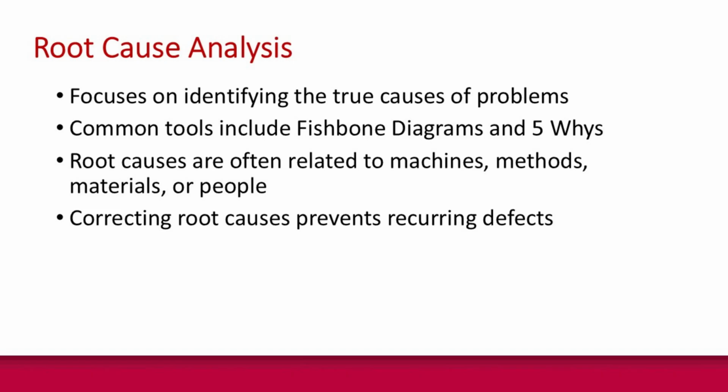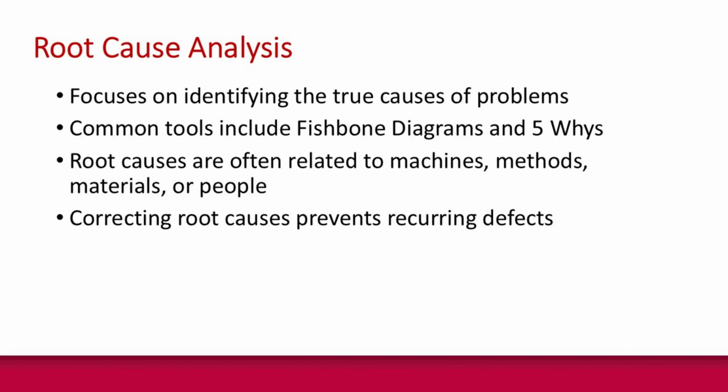For example, a machine may be out of calibration, a process method may be inconsistent, materials may vary in quality, or operators may not have adequate training. One of the key benefits of root cause analysis is that correcting the true root cause helps prevent recurring defects and repeated failures. This reduces waste, improves quality, lowers costs, and increases customer satisfaction.